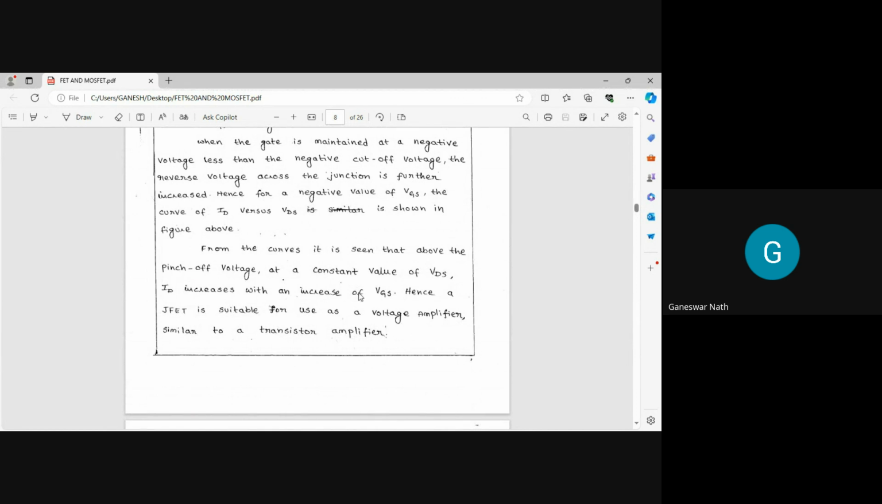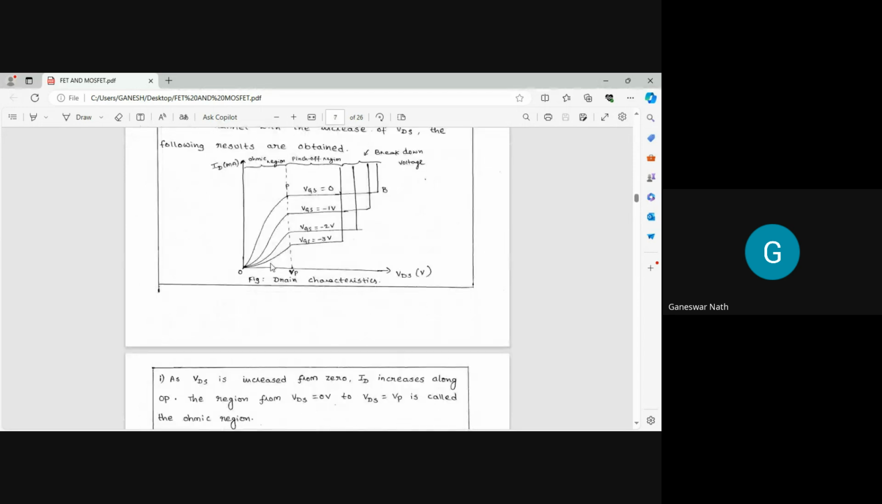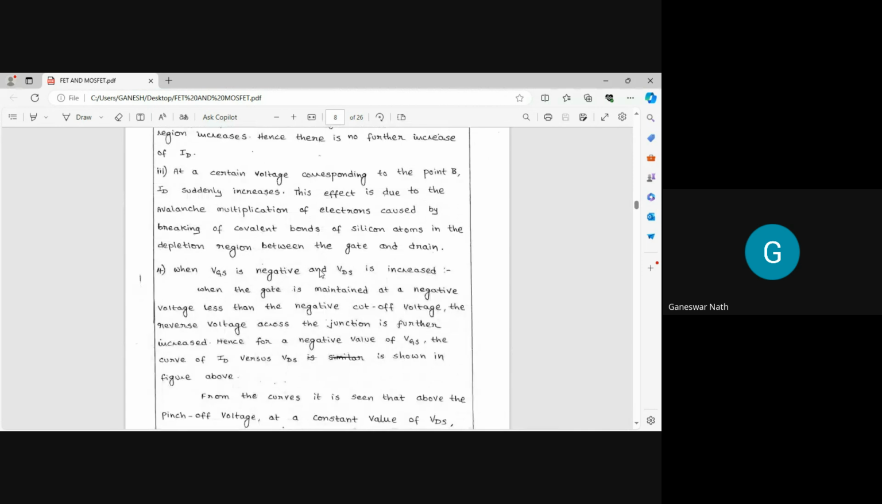Okay. So from this characteristic curve we have seen that above the pinch off voltage, at a constant value of VDS, ID increases with increase of VGS. You can also see -3, -2, -1 and also 0. Okay. So from this graph, at a certain voltage corresponding to point B, ID suddenly increases. You can see.